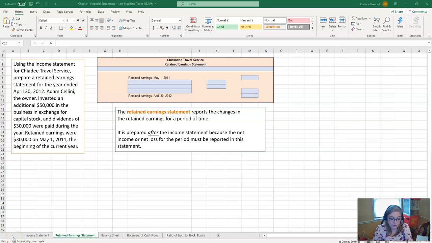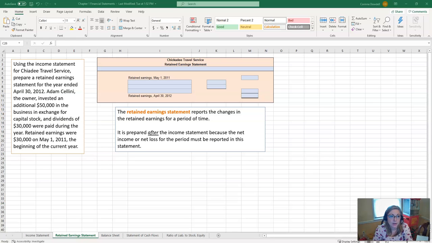Okay, so basically we know that the difference between revenues and expenses is our net income or net loss. And then the business or the owners get to keep whatever is left of that net income or net loss after the dividends have been paid out. Okay, and that is what is known as our retained earnings. It's what we get to keep retained.